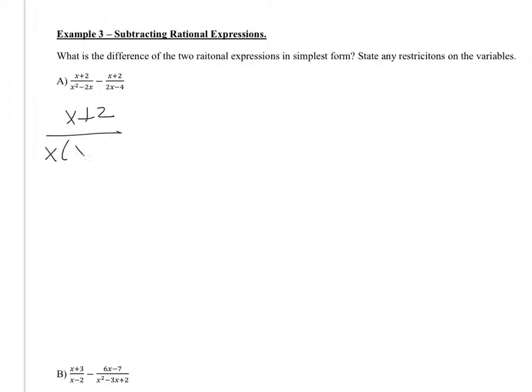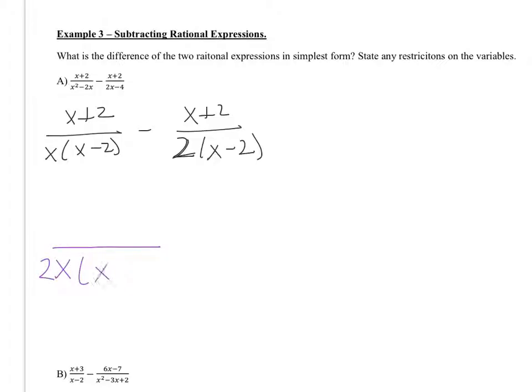So I have an x and an x minus 2, minus, I still have this x plus 2 on top. I can take out a 2, leaving x minus 2. So now my least common multiple will be an x, a 2, and x minus 2. That's what should be the same on both top and bottom. So a 2x and then x minus 2.